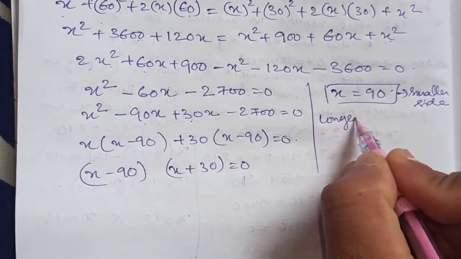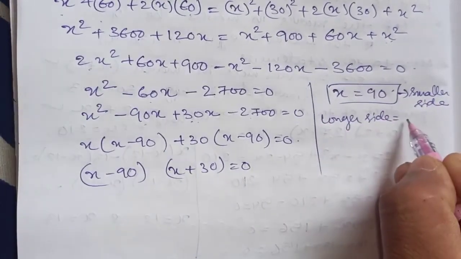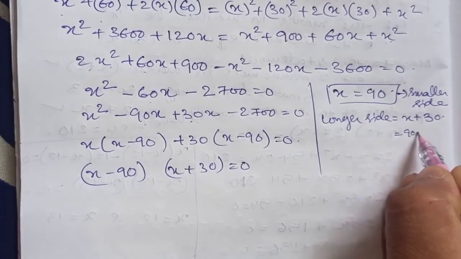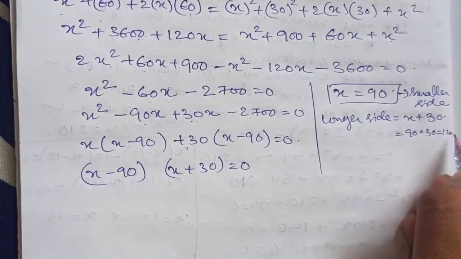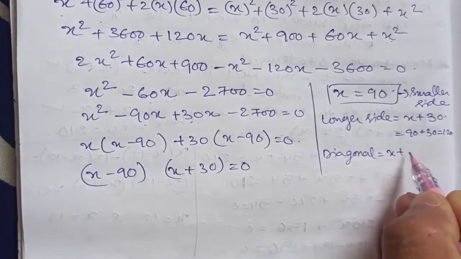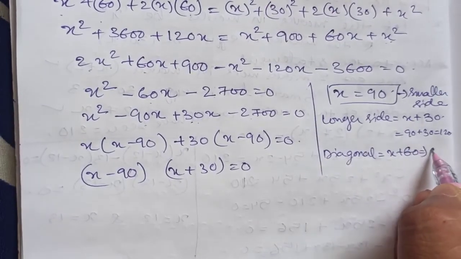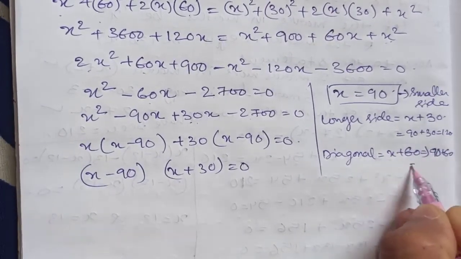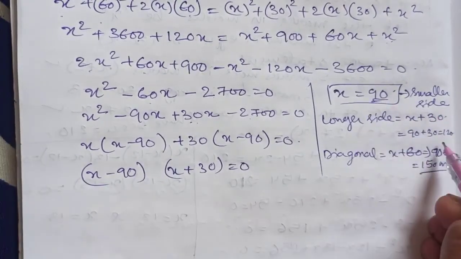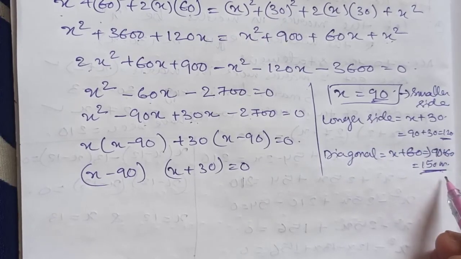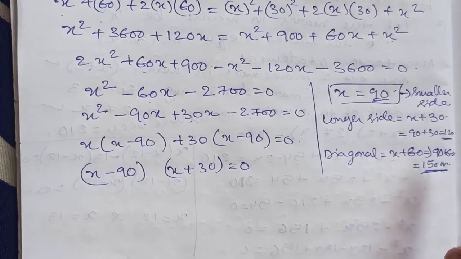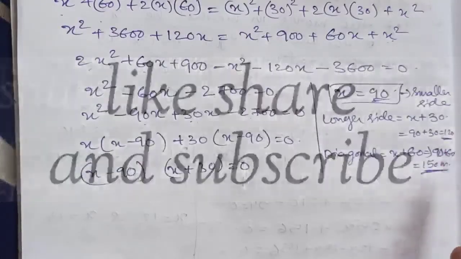Longer side is x plus 30, that is 90 plus 30, 120 we will get, and diagonal is x plus 60, that is 90 plus 60, 150 meter we will get. Okay, so this is the smaller side, this is the longer side, and this is our diagonal of the rectangle. So in this way, by using Pythagoras theorem, you can easily calculate the sides of the rectangle.